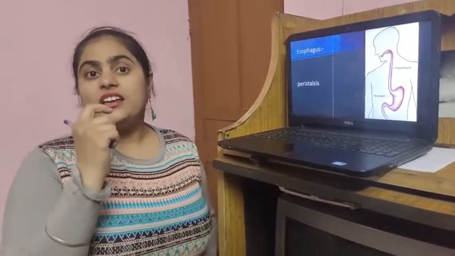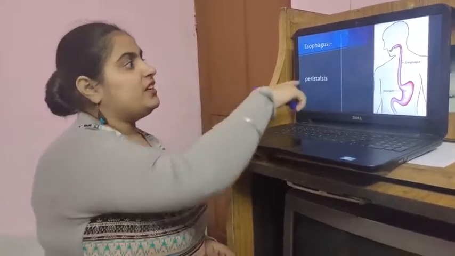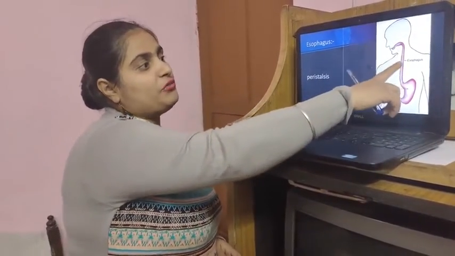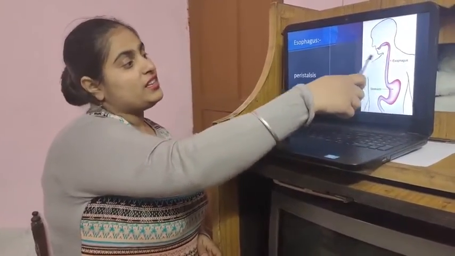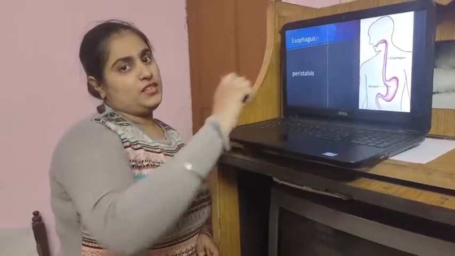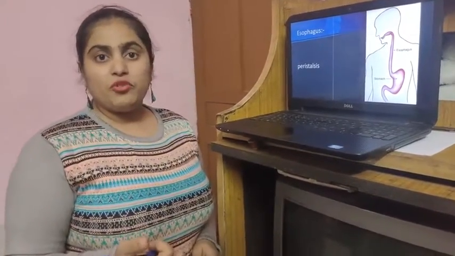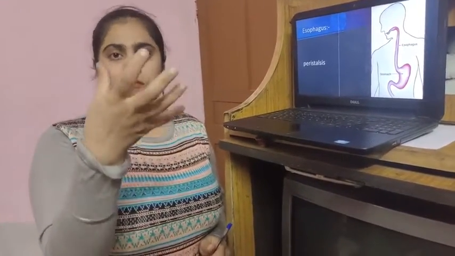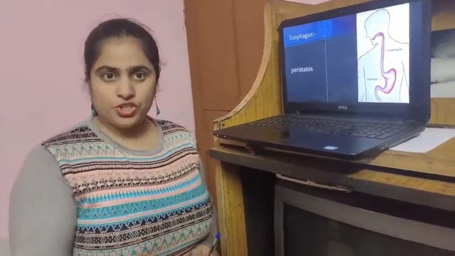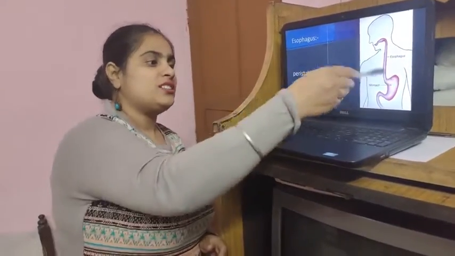Now, this buccal cavity leads to another part known as the esophagus. The esophagus is a long tube. In this, peristaltic movements occur. What are peristaltic movements? The wall of the esophagus shows contraction and expansion so that food is pushed down into the stomach. Now what is the stomach?